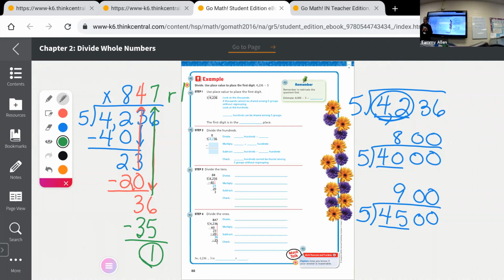Questions on this? Yes? Why did the 4 go up? Why did the 4 go up? Yeah, so above the 4 is 4 times 5. Okay, I just showed where its position needed to be. Okay. Does that make sense?